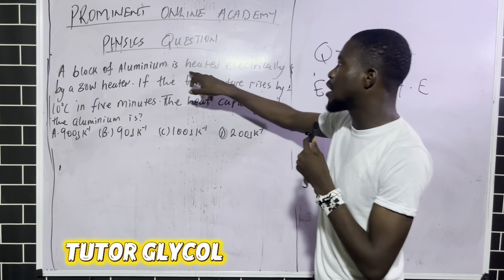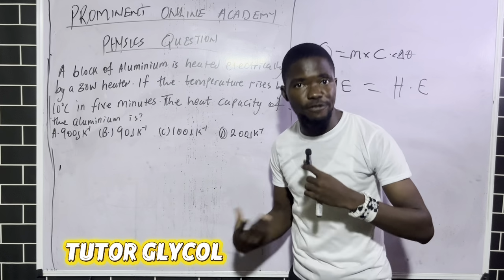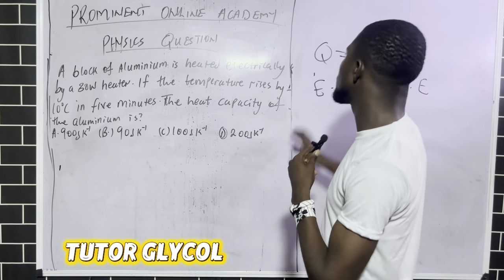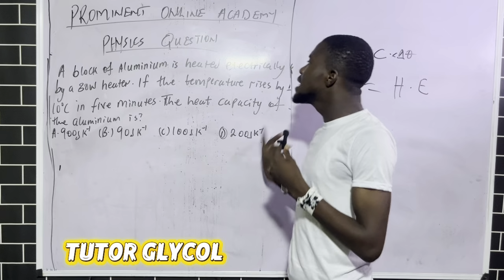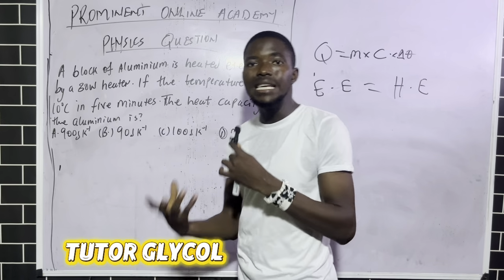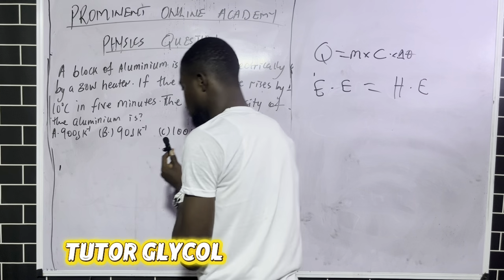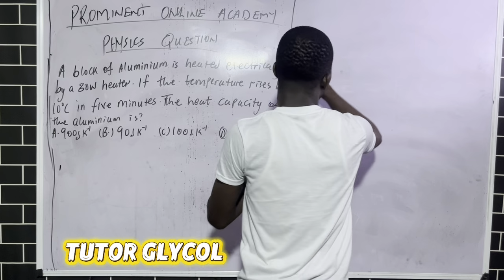So a block of aluminum is heated electrically. It was not heated by fire. If it was by fire, we would simply say that was just heat energy. It was heated electrically by a 30-watt heater. The power of the heater is 30 watts. So the first thing we are going to write out here is power.